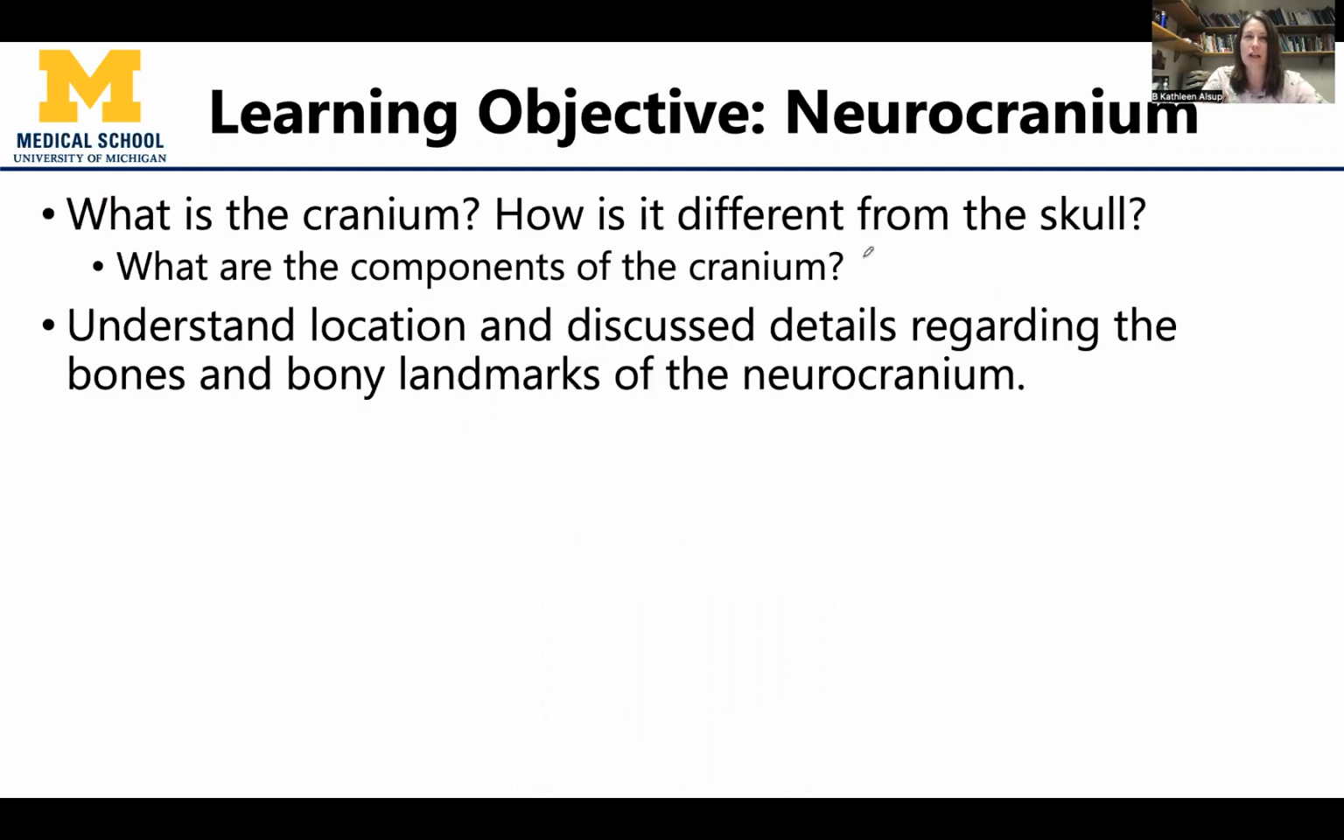So that's the first learning objective, trying to better understand some of these terms you may have heard, cranium as well as skull. Sometimes they're used interchangeably. That's not quite right. There are also many different definitions of this, but we'll talk about some of the basics there. And then lastly, we'll talk about the actual bones associated with the neurocranium and some of the features that you can actually palpate or are important both functionally as well as clinically.